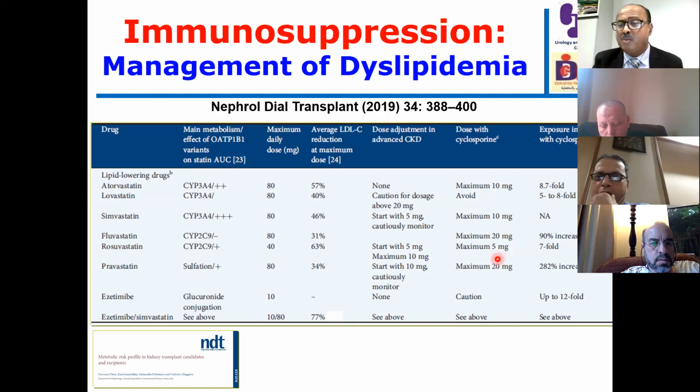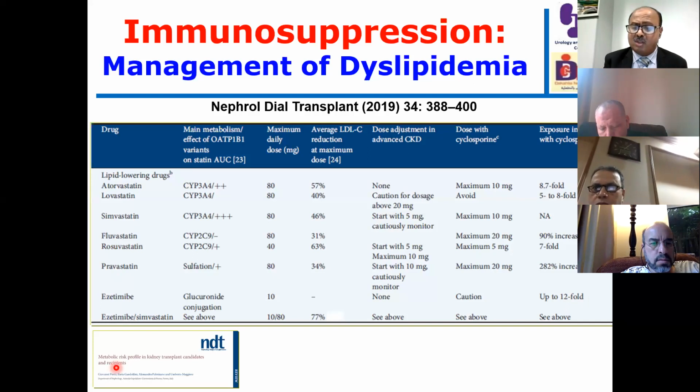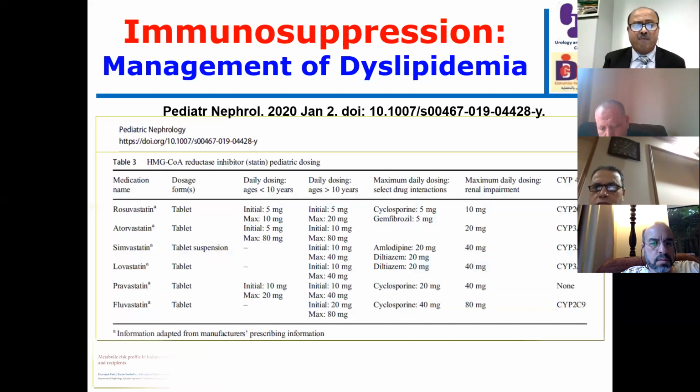Rosuvastatin is not metabolized by the cytochrome system, but its transportation by protein is inhibited by cyclosporin. So it is very wise to follow this interaction. Ezetimibe, be cautious with cyclosporin because its level may be increased up to 12-fold. And for the combination of ezetimibe with other drugs, we should be more and more careful.